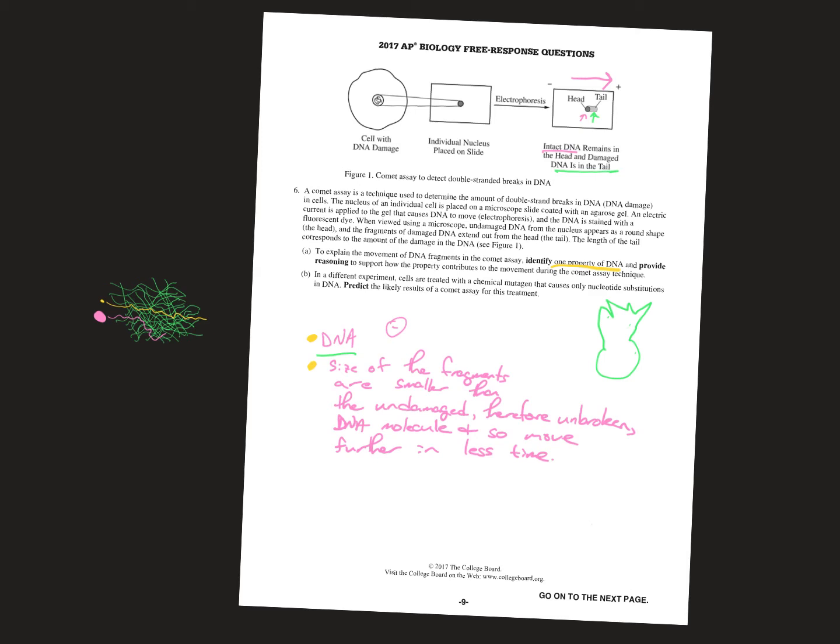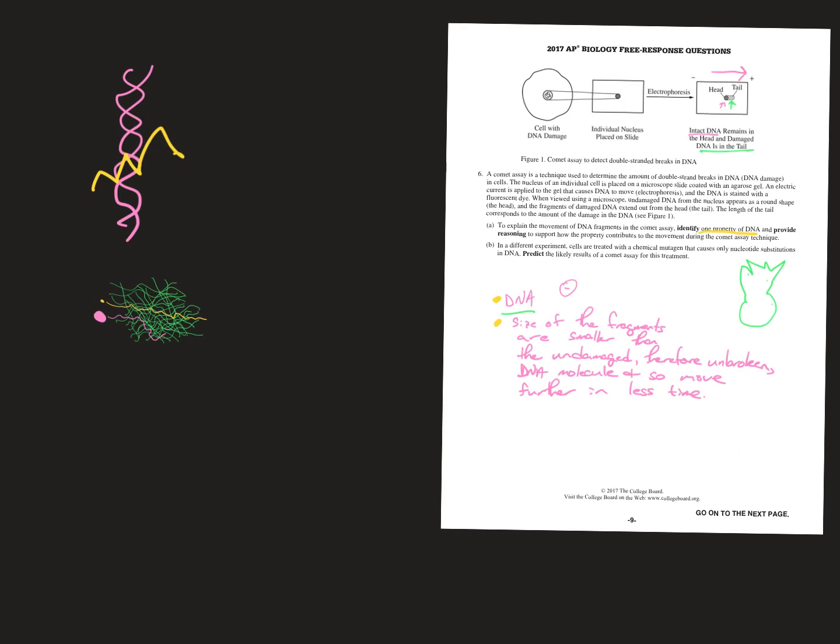All right, so in a different experiment, cells are treated with chemical mutagen that causes only one nucleotide substitution in DNA. Predict the likely result of the comet assay for this treatment. So in a mutagen, now this is DNA damage, right? Here you're talking about DNA damage where you're breaking the double-stranded DNA, right? So you have this double-stranded DNA molecule, and in humans there'd be 46 or 23 pairs of these, and what we're talking about with the damage of DNA is a break, right? So now you have these random breaks that break the double-stranded bonds and so you got two pieces left, right?